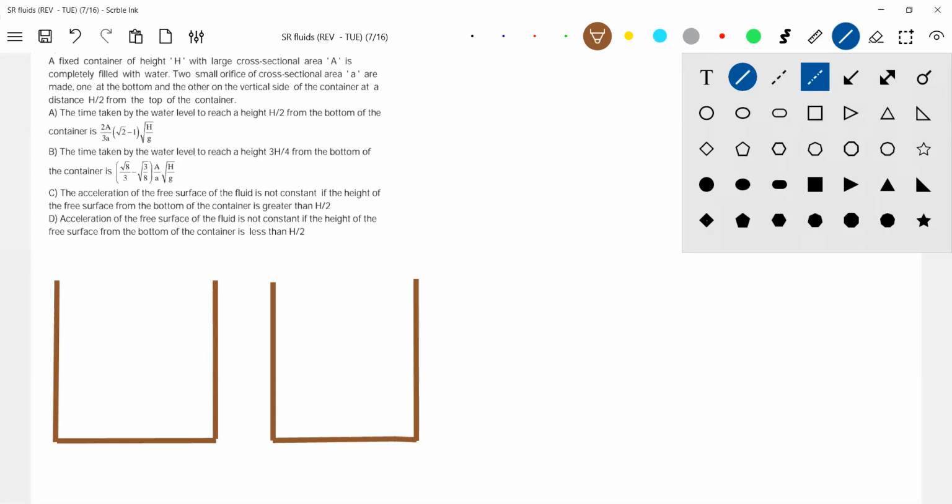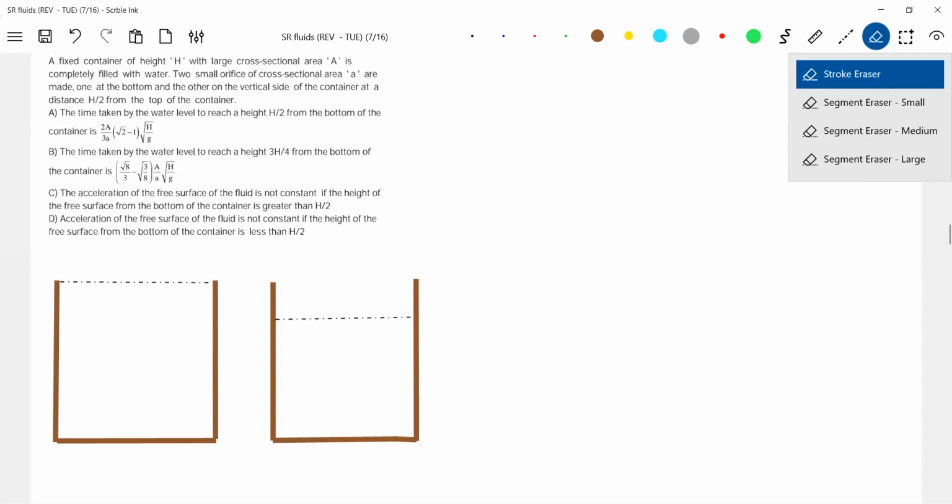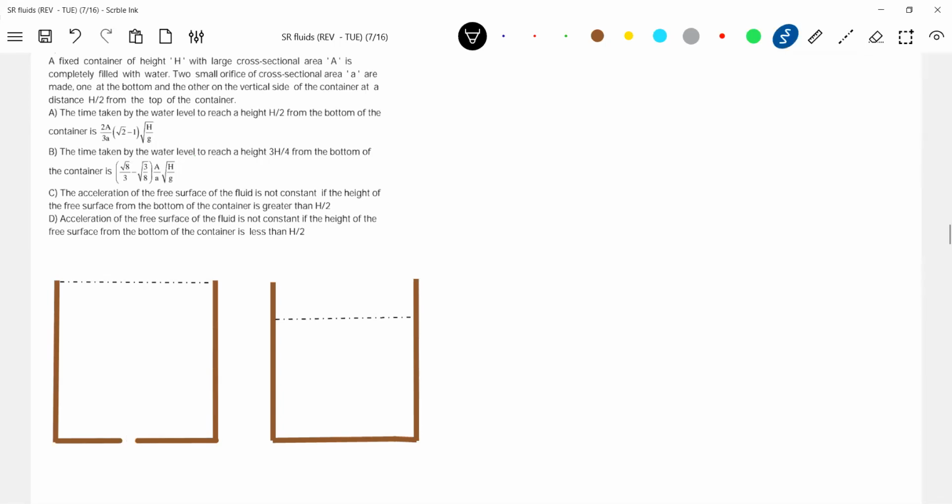Initially, the tank is fully filled. At any time t, let this be the position of the level. Okay, we do have holes, no? Two holes are there, one at the bottom, the other at the midpoint, h by 2. Okay, able to understand? So two holes are there. Usually we did problems with only one hole. Here I just brought two holes.